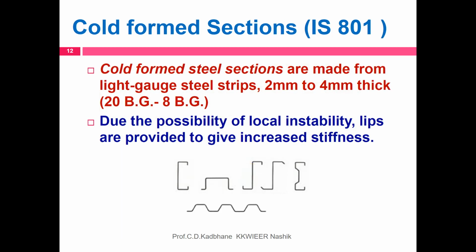Cold formed sections. IS 801 gives the information regarding cold formed sections. Cold formed steel sections are made from light gauge steel strips 2 mm to 4 mm thick, 20 BG, 8 BG. Due to the possibility of local instability, lips are provided to give increased stiffness. So this channel section at this end is turned. Similarly, this channel section is turned here. Similarly, this Z section is turned here. These small extended portions are nothing but lips. Due to that, local instability of the section is prevented because they are very thin sections.